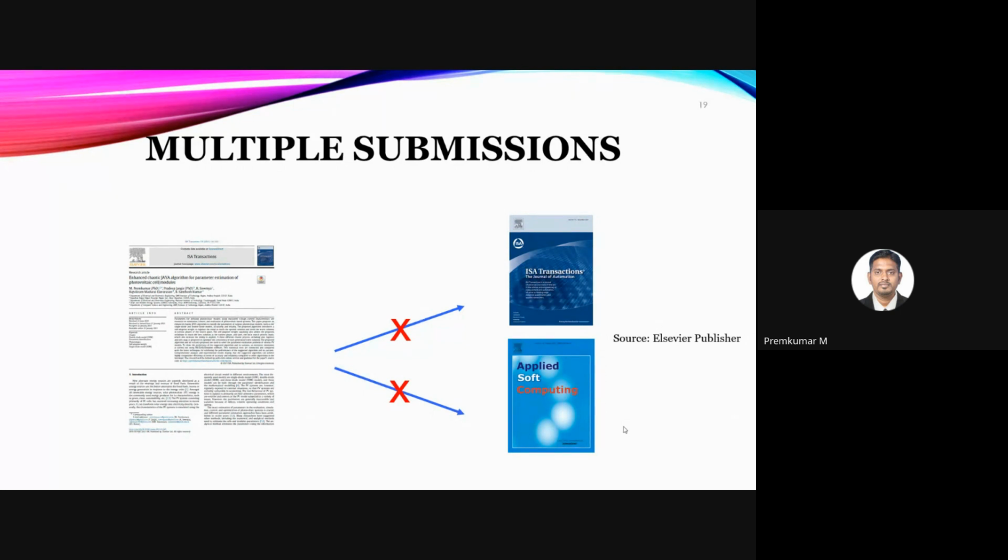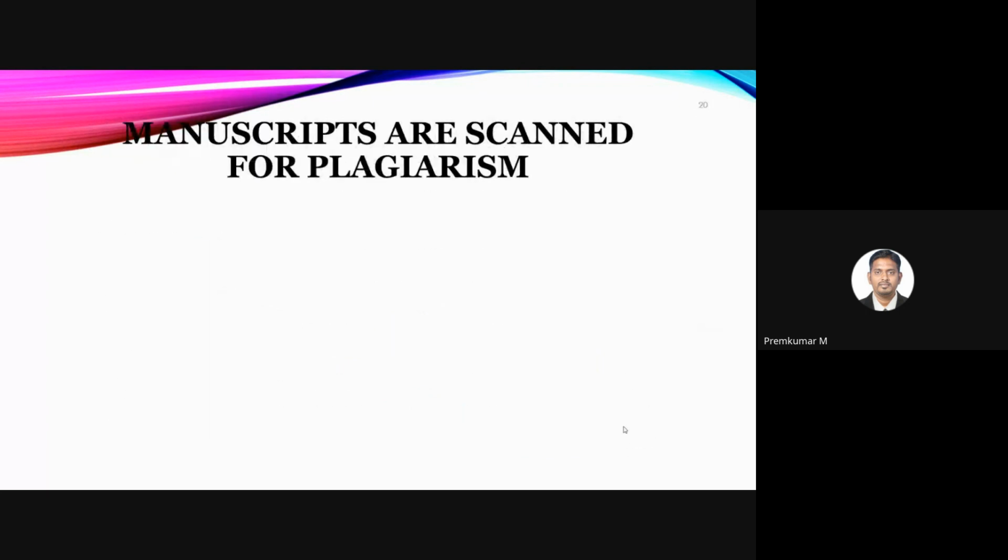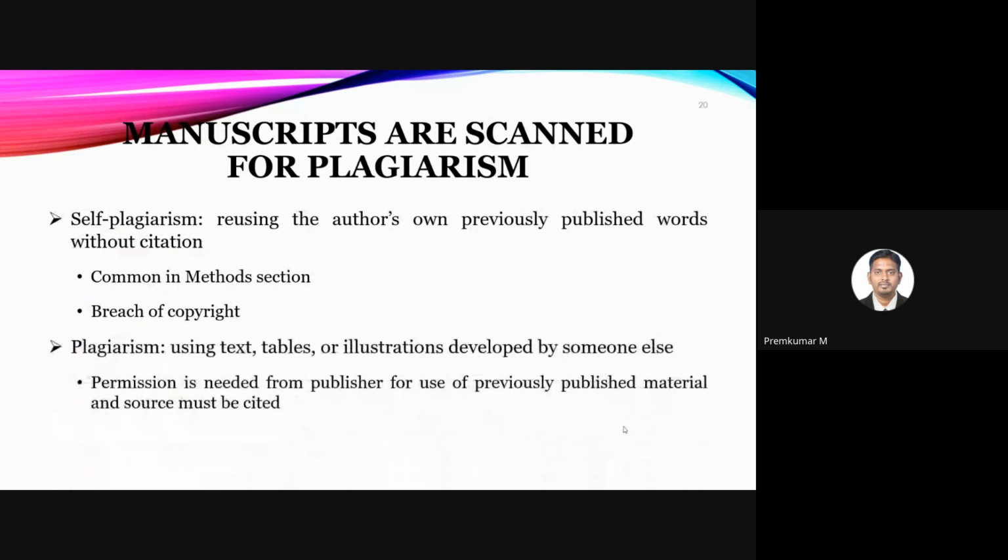If you submit a paper to one journal, wait for the decision. Once the decision is positive, you go forward. Once the decision is negative, you go to the other journal. Don't do multiple submission. This is my request to everyone. Please follow this. And as I said, before submitting your paper, you check the plagiarism for the similarity.